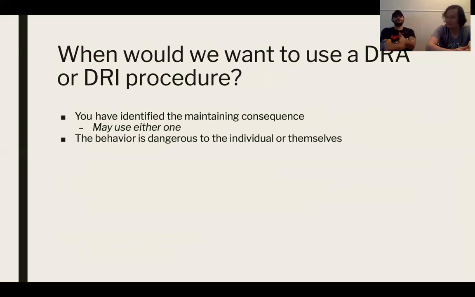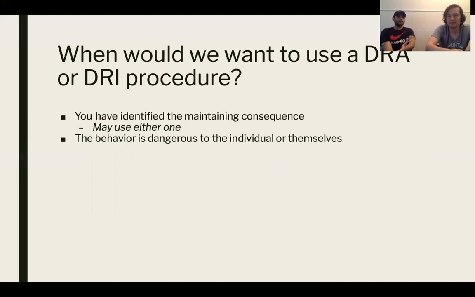Whenever first, just as Will was saying, you always have to first identify that maintaining variable, right? So what's currently maintaining whatever behavior you're trying to decrease, right? Because usually whenever you're using any kind of DR procedure, you want to decrease that behavior, right? So that's the very first thing that you want to do. No matter whether it's a DRA or a DRI, you first have to establish that maintaining variable.